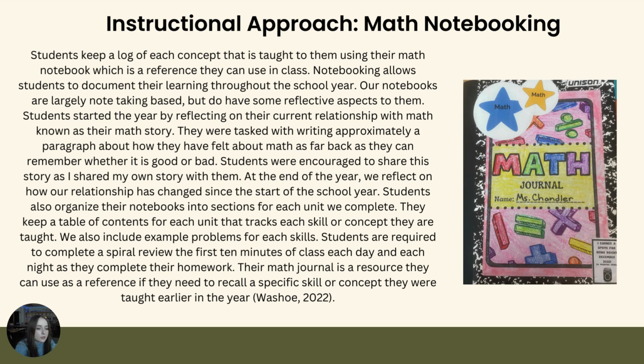Students are required to complete a spiral review the first 10 minutes of class each day, and that's known as our quick six. And each night, as they complete their homework, they answer about 8 spiraling questions as well. And their math journal is just a resource they can use as a reference if they need to recall a specific skill or concept they were taught earlier in the year.